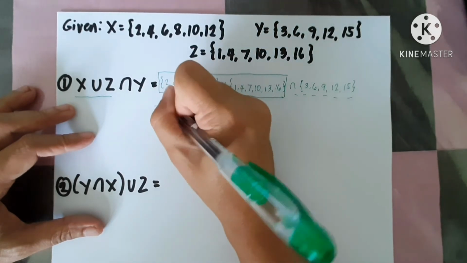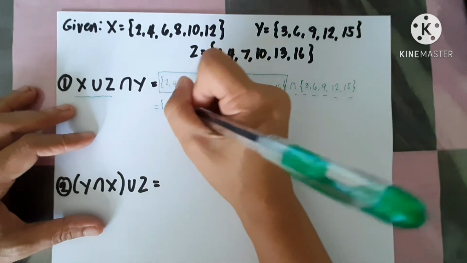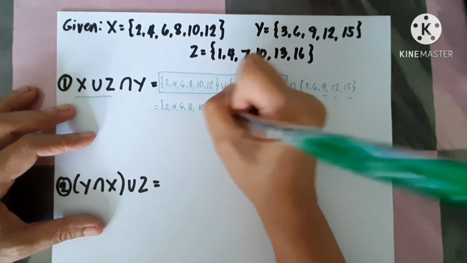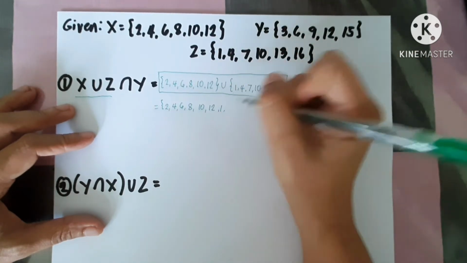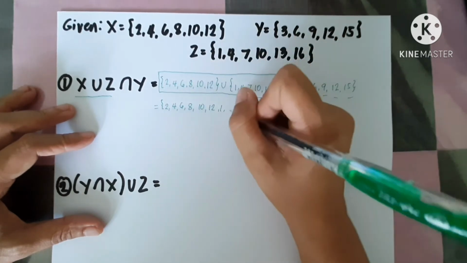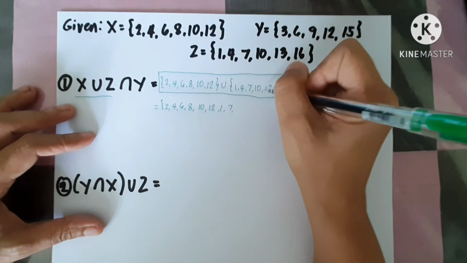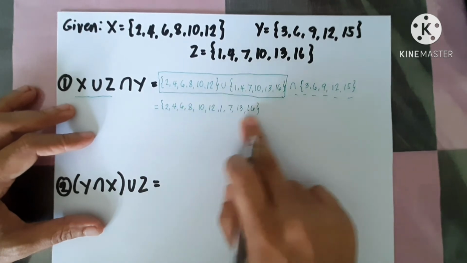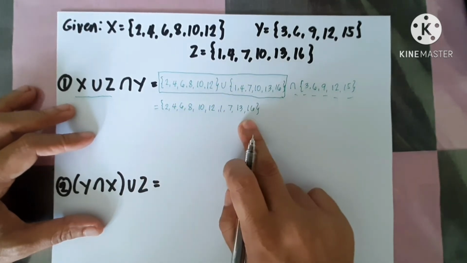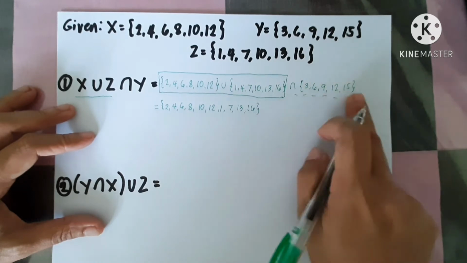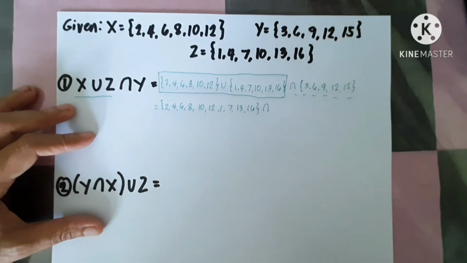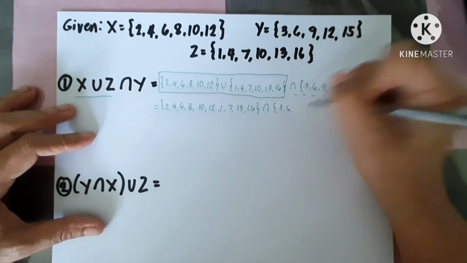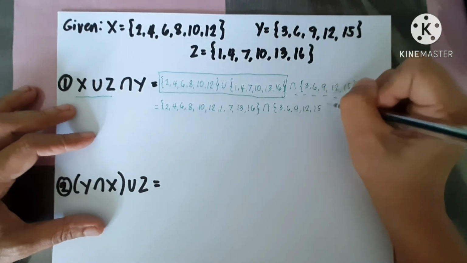So, I could write 2. And then, since duha ka 4, I just have to write it once. And then there is already 6, 8, naay 10, and naay 12. And then, wala pa may nalista nga 1, so isulat na nako si 1. Naay 4 na, so dili na nako isulat si 4. Then 7, naay 10 na, so okay na siya. And then we have 13, and we have 16. So this is now the result of the union of set X and set Z. And then this portion, I'll just copy first. So this will now be the intersection of this set, which is 3, 6, 9, 12, and 15.